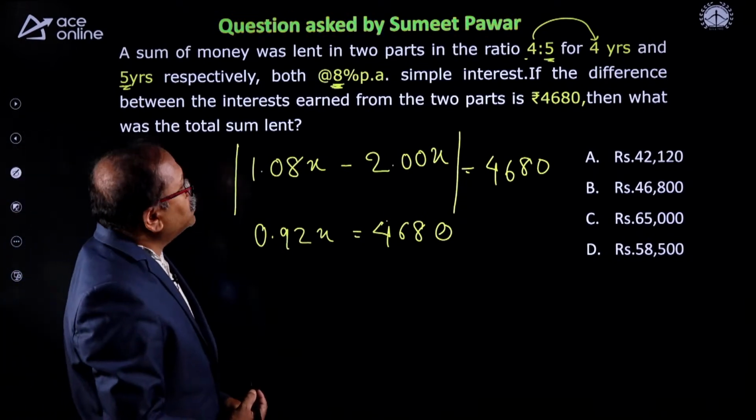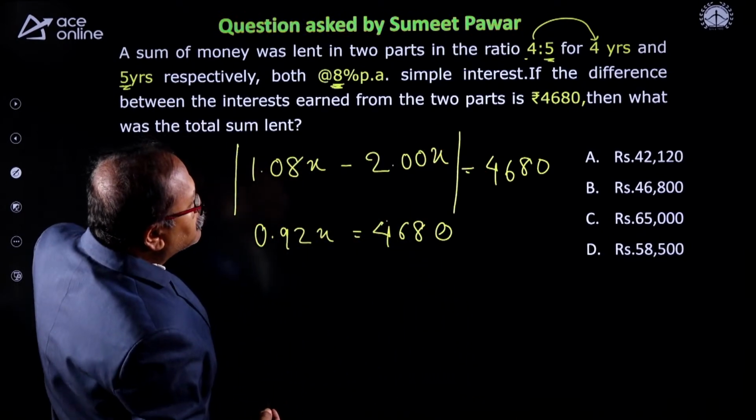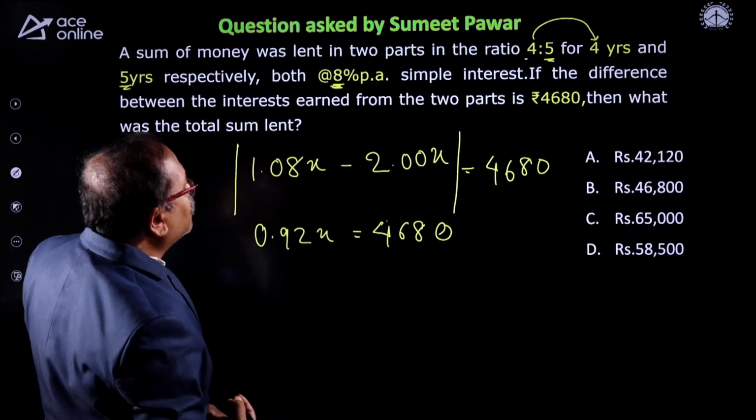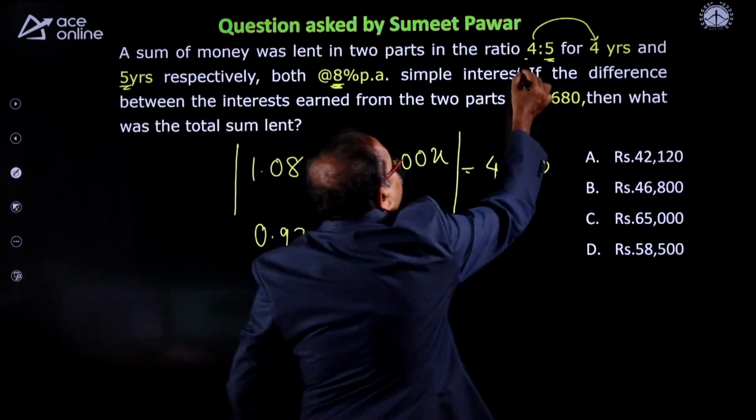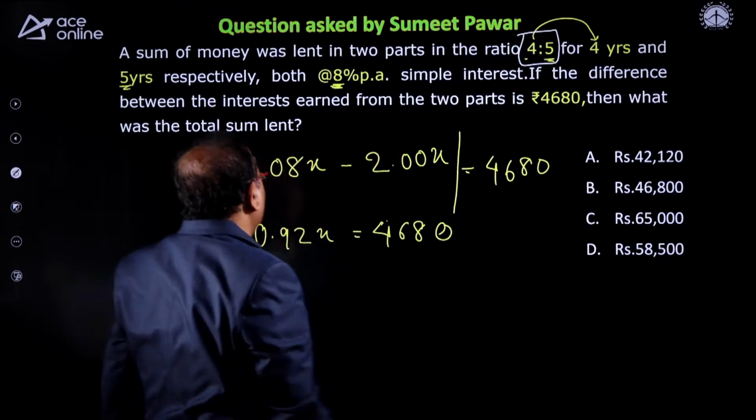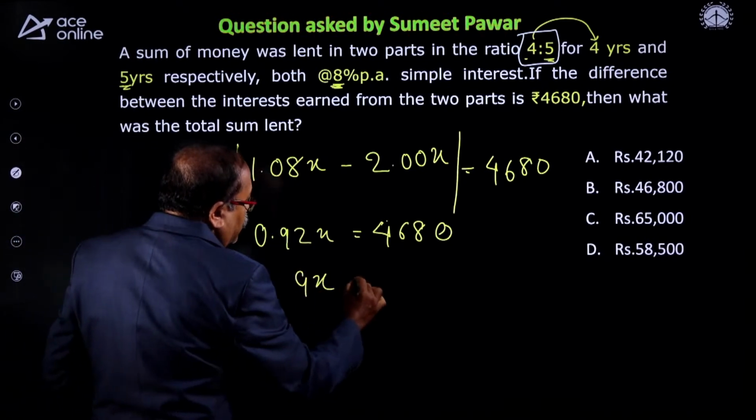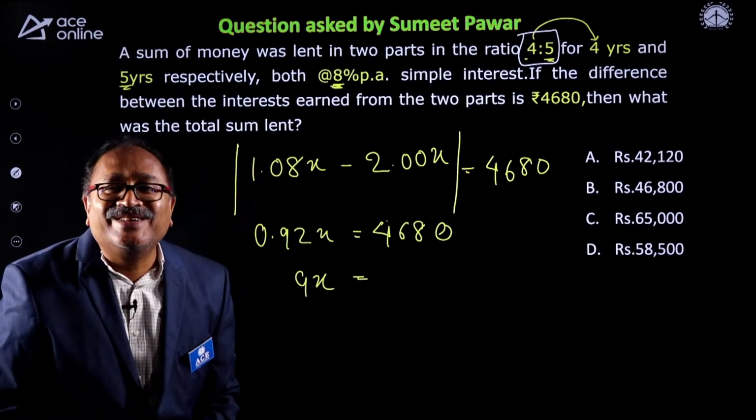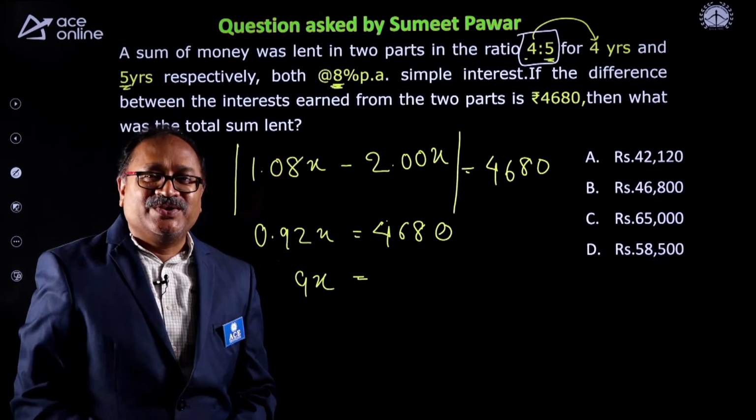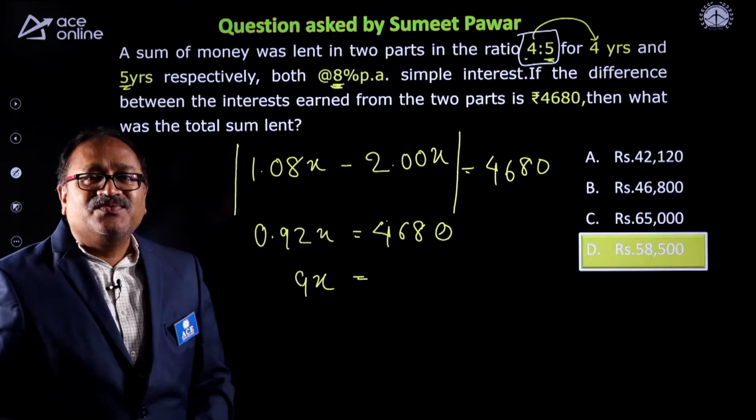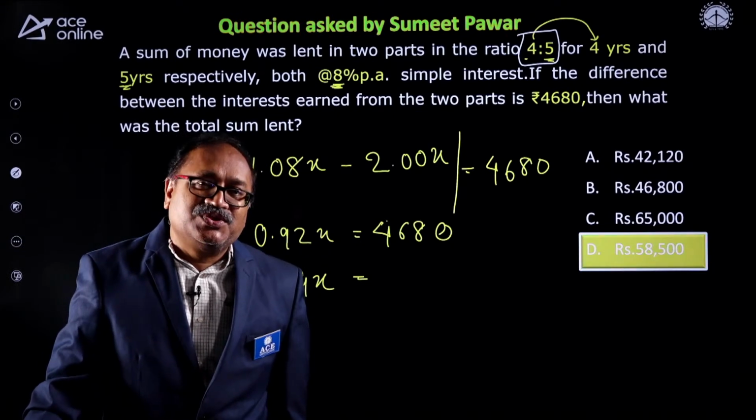Okay, anyhow, let's find it out. What I need to find out is then what is the total sum lent? The total sum lent is here. Got it, Sumit? That is, what is 9x? Can we find it out? Yes, we can find it out. And your answer is 58,500. So this is the way we can answer the question.